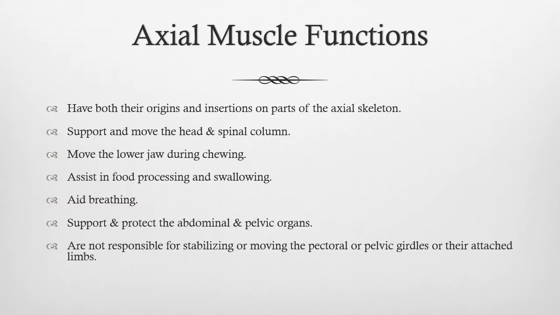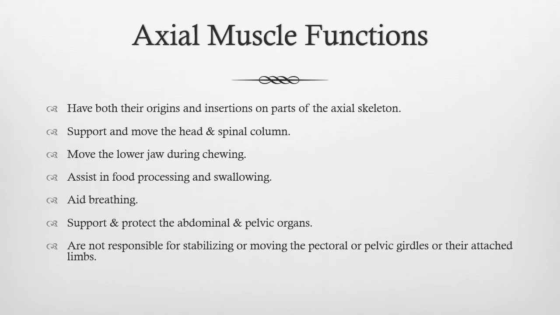So when we look at axial muscles, if you remember back to the axial skeleton, where we had the skull, the vertebral column, and then the thoracic cage, that's where we're going to find these axial muscles as well. So they have both their origin and insertion on the axial skeleton. So both of them are going to be found within them.